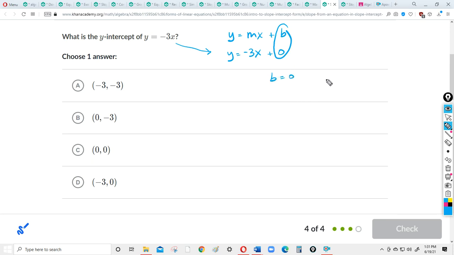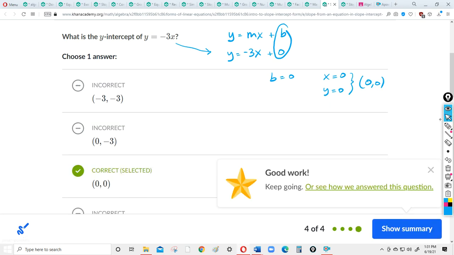Remember, at the y-intercept, x is always 0. But here we have b equals 0, so y is also equal to 0. Okay? So that translates to 0, 0. The x is 0 and the y is 0. Answer C. Alright, so whatever your y-intercept is, the value for b, that's going to be the value for y. And at the y-intercept, x is always 0.